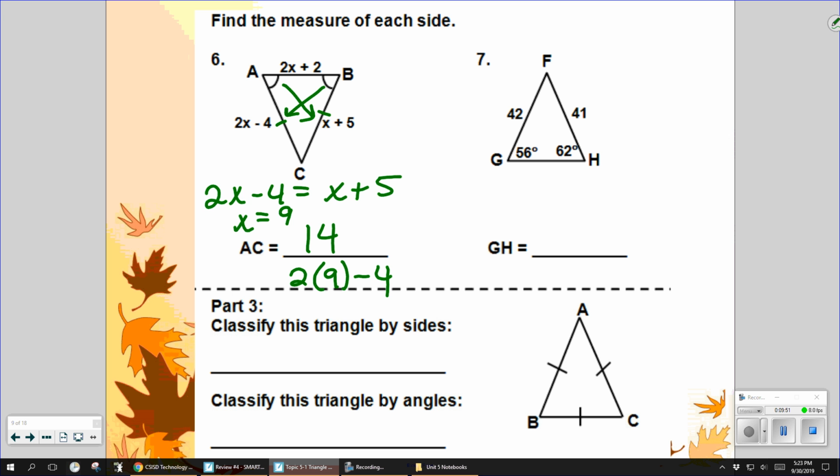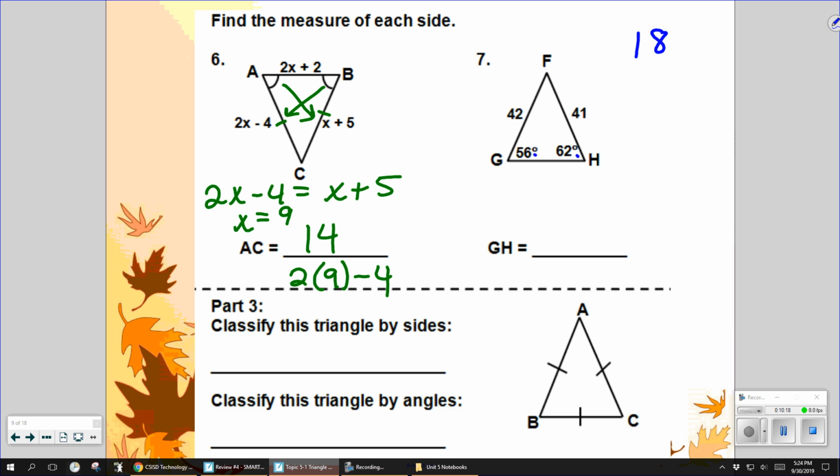Now let's look at number 7. We know two of the sides and two of the angles, and we're trying to use the converse of the theorem, which means we need to know something about the angles in order to know something about the sides. We want to find the measure of side GH. So let's think about this. We know two of the angles in the triangle. Can I find the third angle?